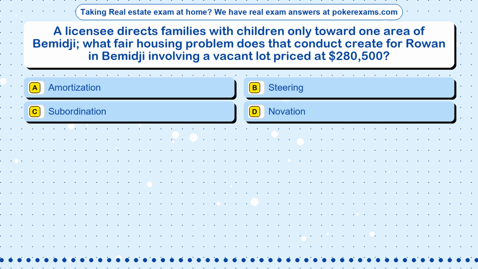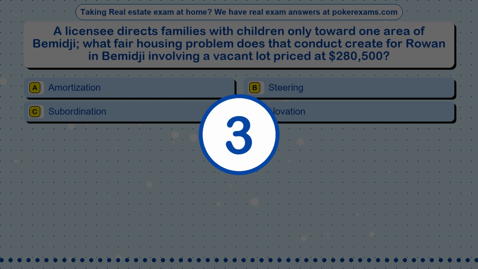Question 54. A licensee directs families with children only toward one area of Bemidji. What fair housing problem does that conduct create for Rowan in Bemidji involving a vacant lot priced at $280,500? Option A, amortization. Option B, steering. Option C, subordination. Option D, novation.